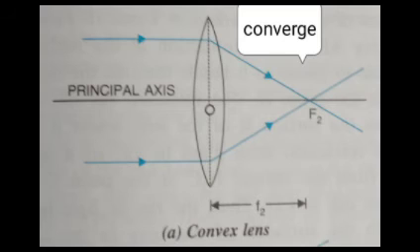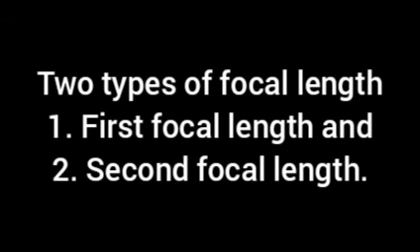And number seven, focal length. The distance between the optical center O and the focal point F1 or F2, this length is known as the focal length. We now have two types of focal length: first focal length and second focal length.